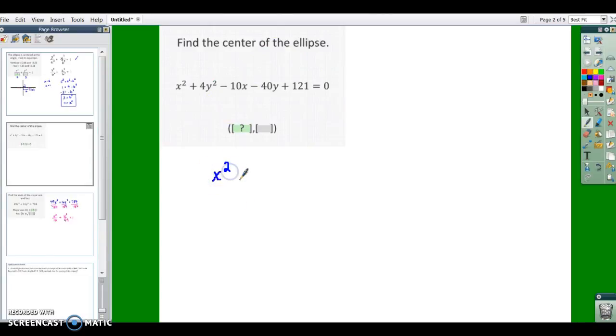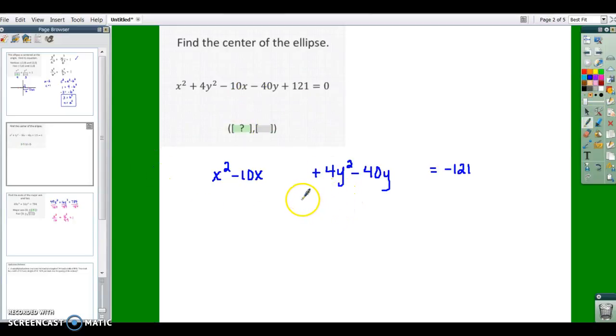So that would give me x squared minus 10x. And then I'm going to leave a space. And then I've got 4y squared minus 40y, and then I'm going to leave a space because remember I'm going to complete the square, and then I'm going to subtract 121 from both sides. Okay, so all I did was rearrange my terms.